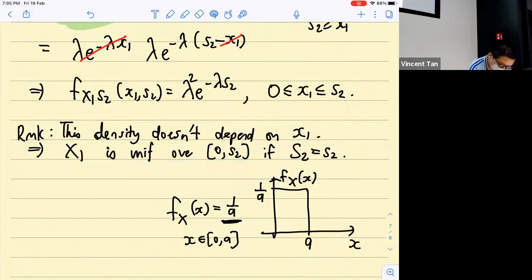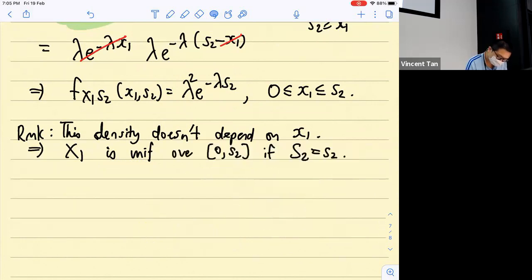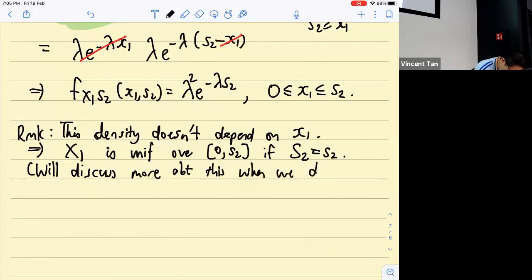Okay, I'm going to get rid of this. This is analogous. You see this does not depend on x here. So we'll discuss more about this next time when we talk about conditional arrival densities. When we talk about this, you have to be super familiar with conditioning.